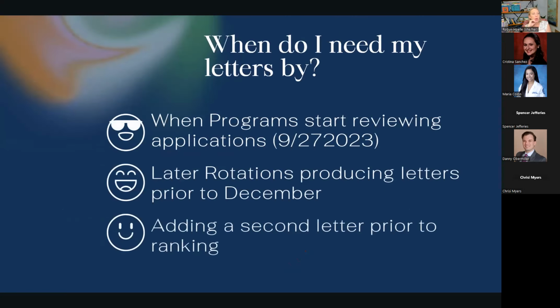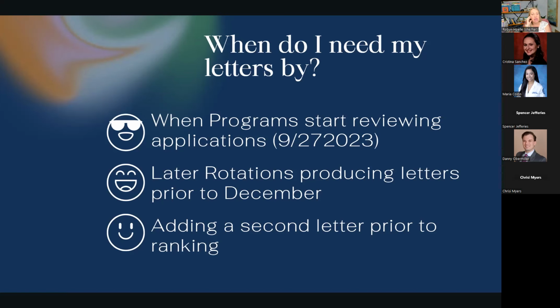All right. When do you need your letters by? This is another question. So the super cool, perfect happy face is having your letters when programs start reviewing applications. This year, programs are going to drop September 27th. It's sometime in September, the 15th, 27th, whatever it is. This year, it's going to be the 27th. That is when all the applications get dumped. We open our program director's workshop, which is what it's called, and I can see all my applications and I can start signing them out. I can start reading through them. I can do whatever I need to do.